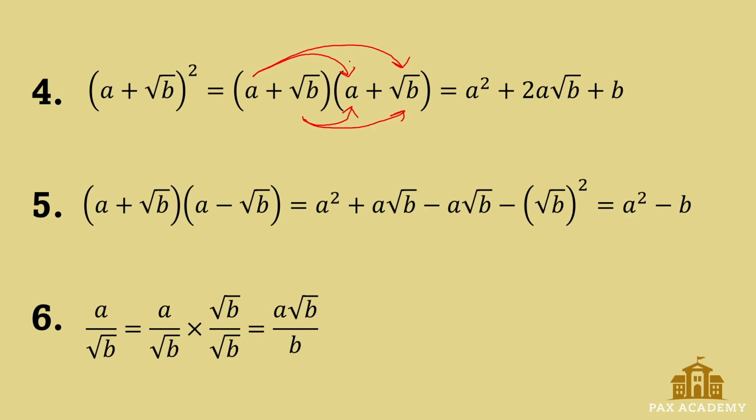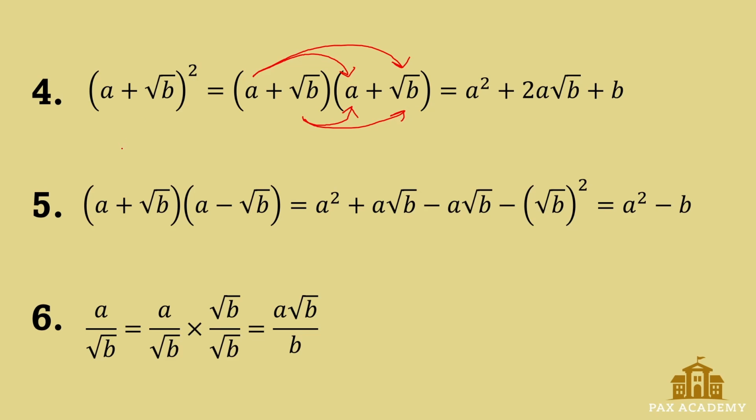So if we do a times a, we get a squared. Then we have a times the square root of b plus the square root of b times a. That's why we get 2a square root of b. And then the square root of b times the square root of b is simply b.